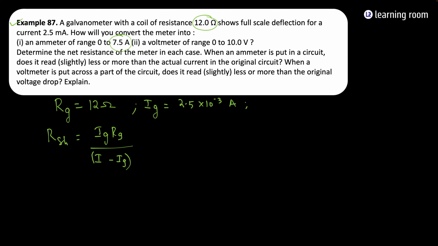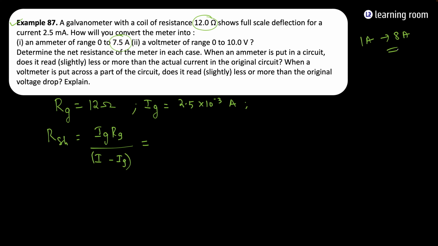So I is 7.5, that is a maximum value. Actually, it is a range. So 7.5 minus 0 is going to be 7.5. Suppose they give you a problem like this: an ammeter of range 1 ampere, 8 ampere. You should substitute 7, because that is the maximum value it can measure. It's a relative quantity. Nobody will frame that kind of a question, right?